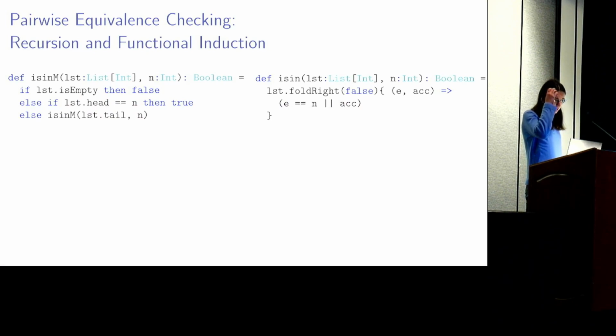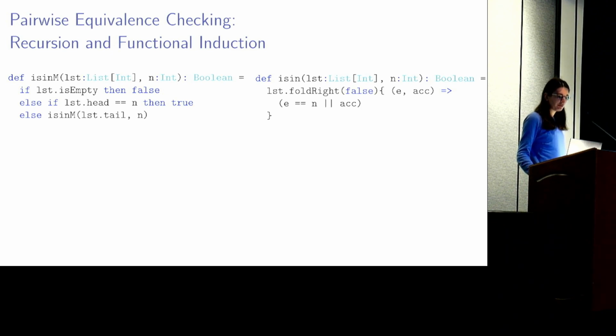And to show you how we automatically prove equivalence of functions, I have this example from the first slide. So if you remember, there was this final helper function called isin that just checks whether something belongs in a list. So I have a pair of functions here that do that. And to prove them equivalent, we use proofs by induction.